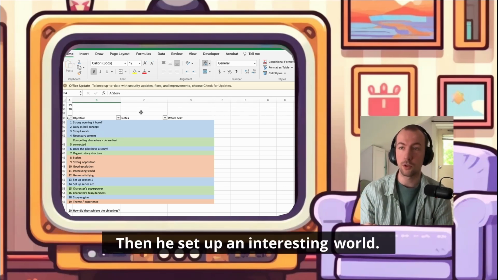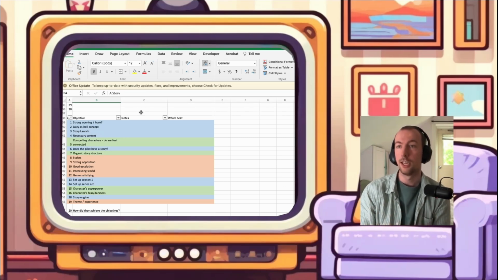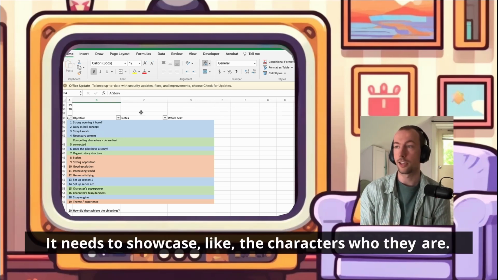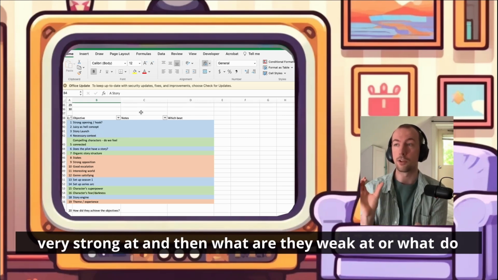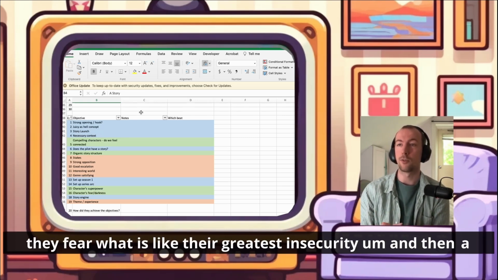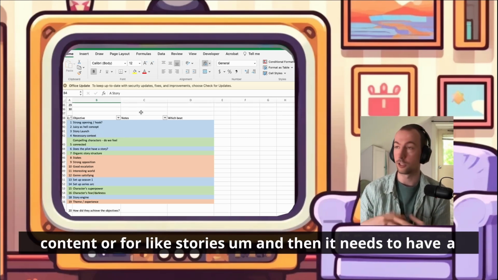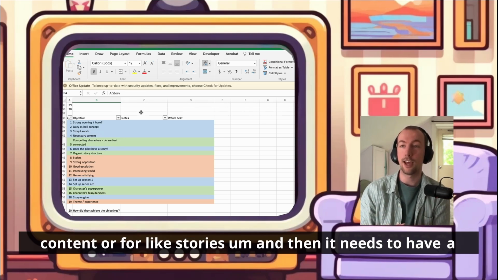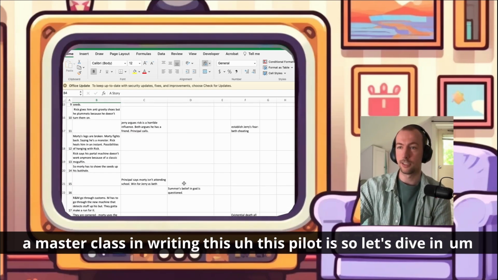Then he sets up an interesting world. Every scene has to have good escalation, good opposition, meaningful stakes. It needs to be genre satisfying, so it's a comedy, so it needs to be funny. It needs to showcase the characters and who they are. Part of a compelling character is what are they very strong at, and then what are they weak at, or what do they fear? What is their greatest insecurity? And then a story engine, which is what are we going to mine for content or for stories? And then it needs to have a theme or an experience that it's trying to craft. And God, what a masterclass in writing this pilot is. So let's dive in.